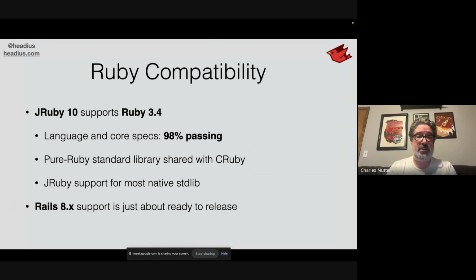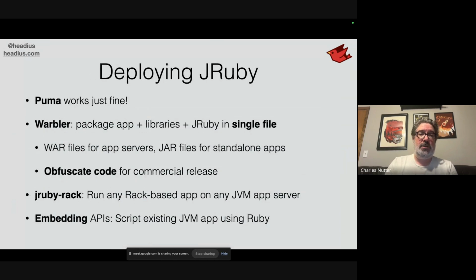We have Rails 8.x support just about ready, along with our database drivers, which use JVM database support. Just about ready to release. There's some people running directly from the master branch, the head branch, and they tell us that it works just fine. So when you have used JRuby for a while and you want to deploy it, we also support the Puma server. It works just fine. And if that's what you're comfortable with, we recommend sticking with it.